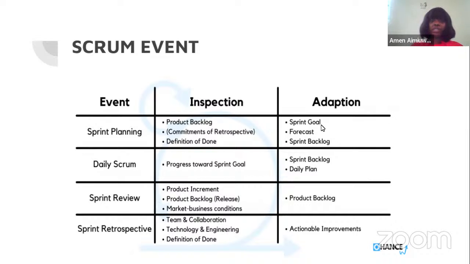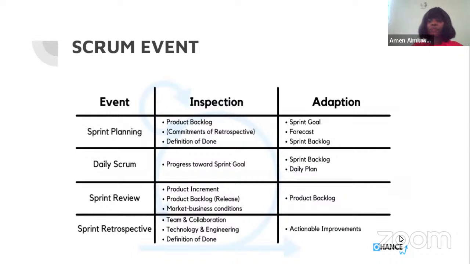And also during the sprint planning, this is when the development team and the Scrum team entirely come together to decide the forecast of how long the sprints will take. The sprint planning takes about 8 hours. So it has to be 8 hours or less. That's a time box of 8 hours. The sprint planning event should not take more than 8 hours to plan.